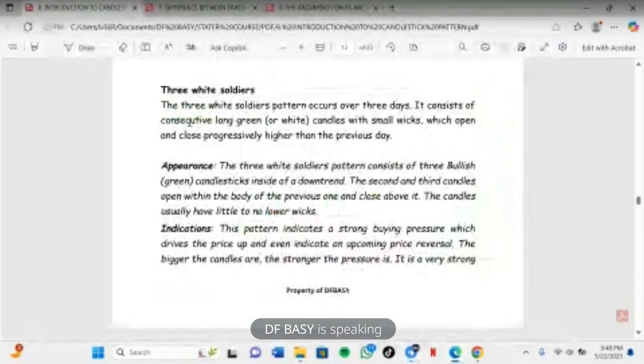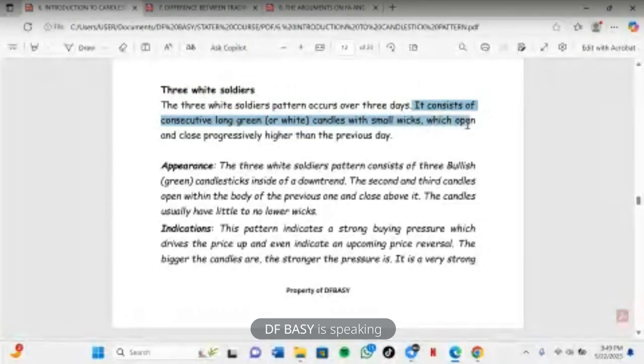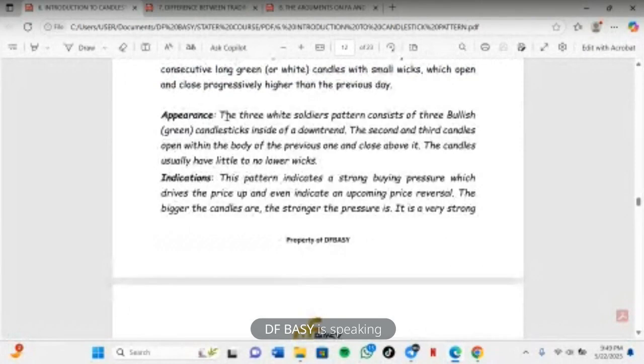So the three white soldiers, this is a pattern called over 3 days. It's mostly effective on the daily time frame, but most people trade them on the 15 minutes, 1 hour, 4 hours, whatever time frame they want to trade them on. It consists of consecutive long green candles with small wicks, which open and close progressively higher than the previous day, right?